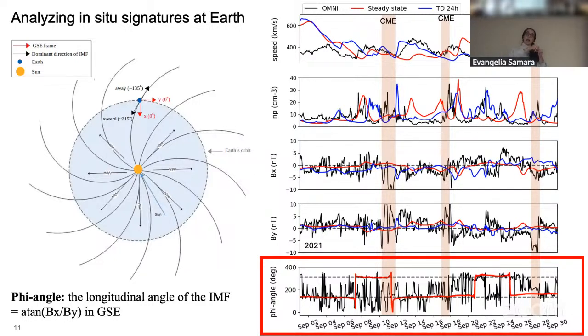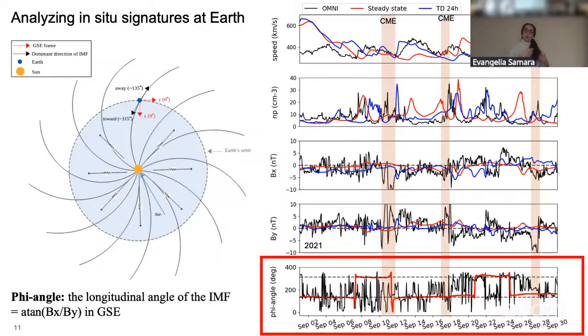You see how a perfect Parker spiral is formed between the sun and the Earth, shown with the blue circle. I have noted the geocentric solar ecliptic frame with the red arrows, because it plays a role in understanding if the predominant direction of the interplanetary magnetic field is towards or away from the sun. If it's towards the sun, it shapes an angle of approximately 315 degrees with the GSE frame, but if it's away, it shapes an angle of approximately 135 degrees with the same frame.